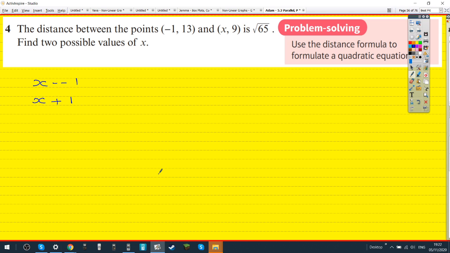And the other one is 9 minus 13, which is minus 4. And then square them and add them. Yep. So it'd be x plus 1 squared, add 16.